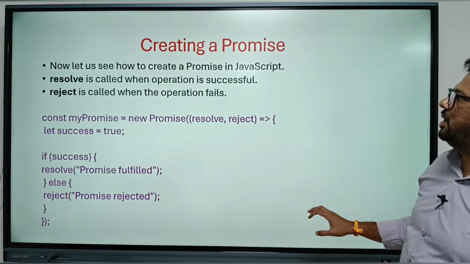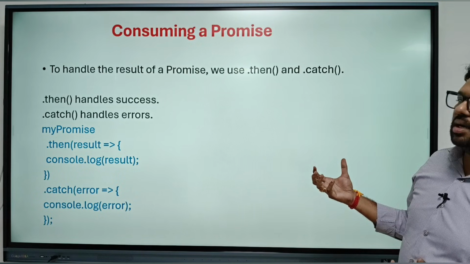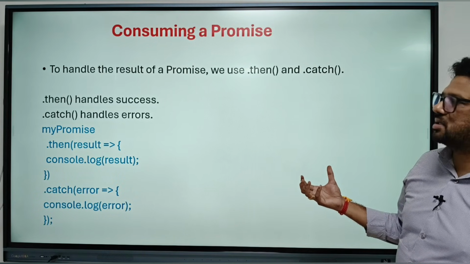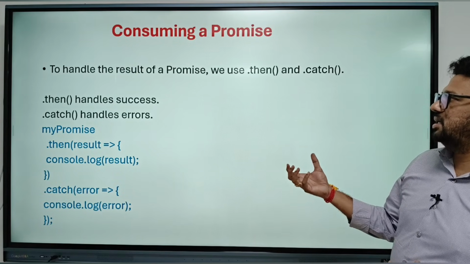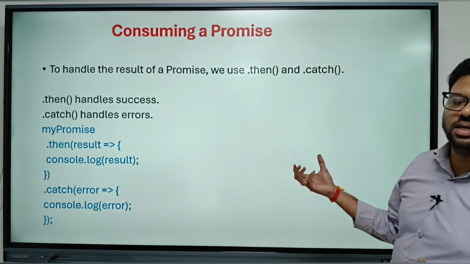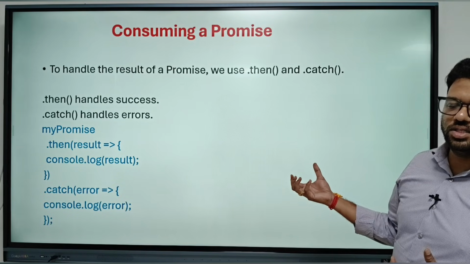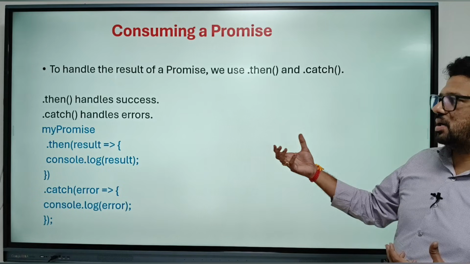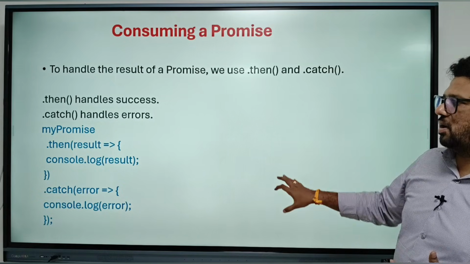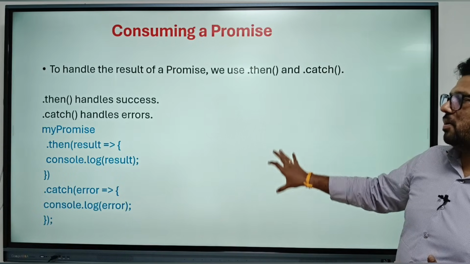The next slide is how to consume a promise. There are a couple of methods in JavaScript: .then and .catch. .then is used to handle the success, and .catch is used if you get any error while executing the promise, so you can catch those errors in the catch block. This is how we consume the promise object.